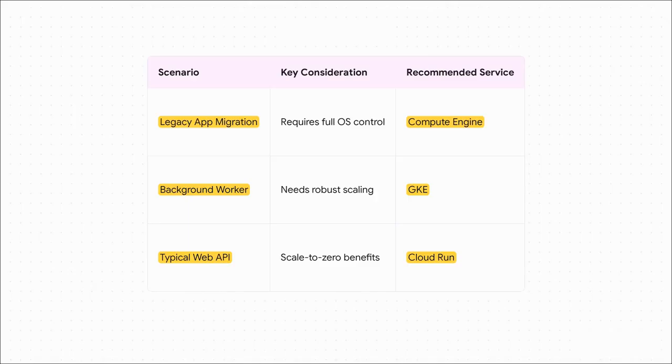Let's apply our questions. Okay, scenario 1, legacy app migration. Does it need full OS control? Yes. Boom, the choice is Compute Engine. Scenario 2, a background worker. Do you need to orchestrate a containerized workload that has robust configurable scaling? Yep, that's a perfect fit for GKE. And for a typical web API, does it benefit from scaling to 0? Absolutely. Cloud Run is the clear, efficient winner.